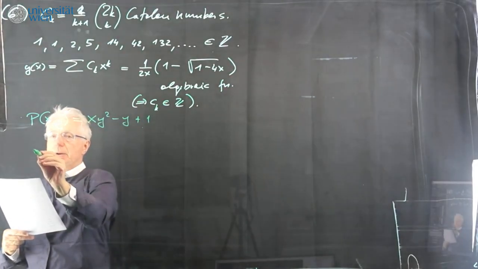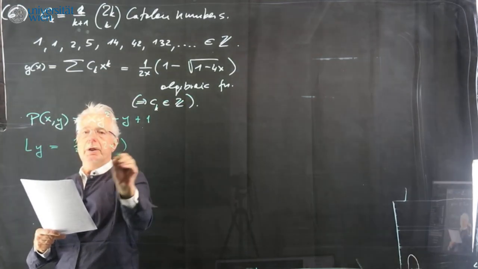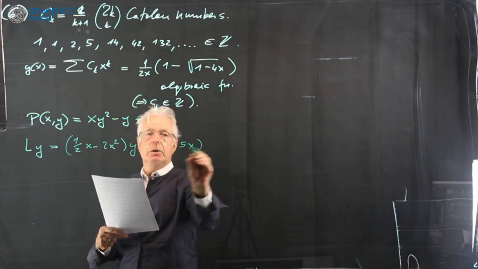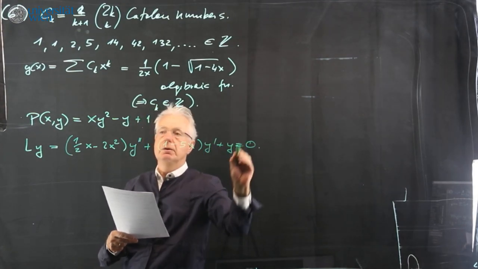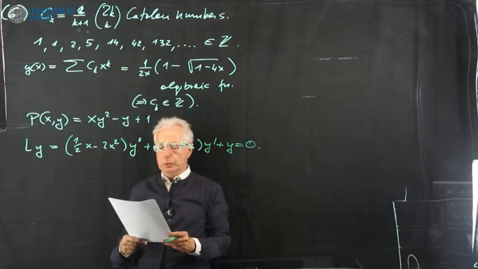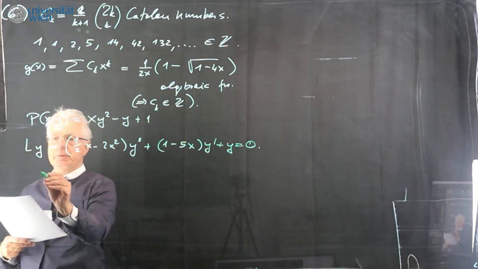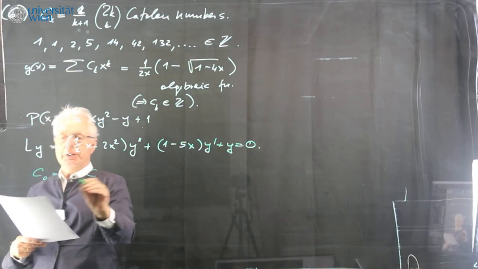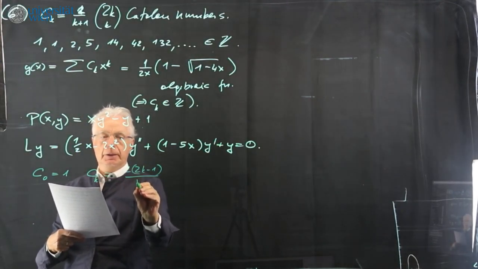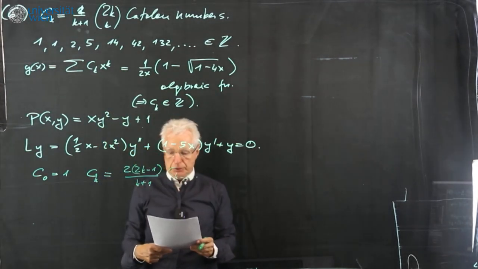And the differential equation Ly will be (1/2 x minus 2x squared) y'' plus (1 minus 5x) y' plus y equals 0. So this again, why does this pop up and how do you find it? You can also give the recursion. c_0 is 1, the initial condition, and c_k equals (2(2k minus 1) over (k plus 1)) c_{k-1}. So it is a first order linear recursion.